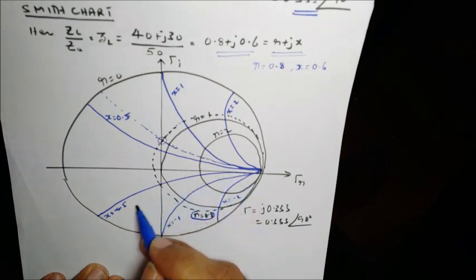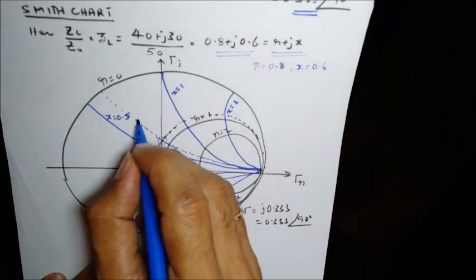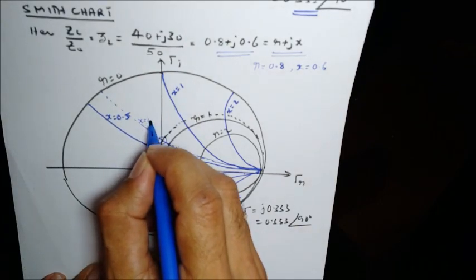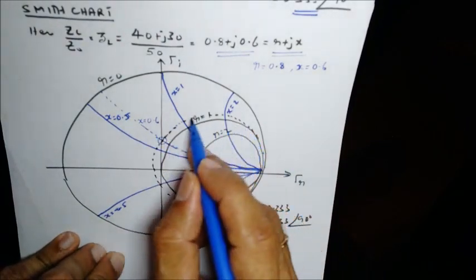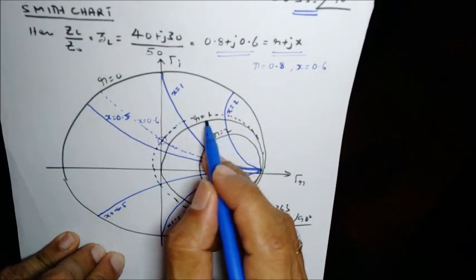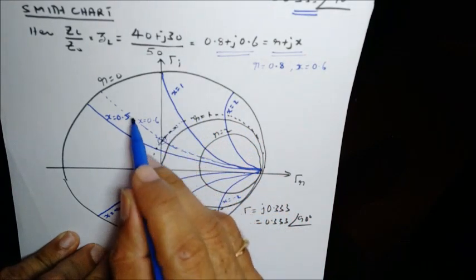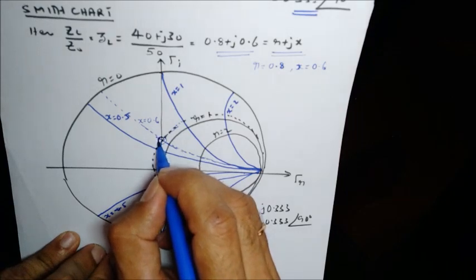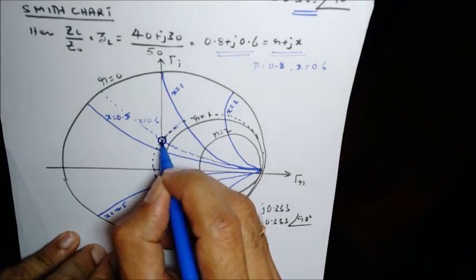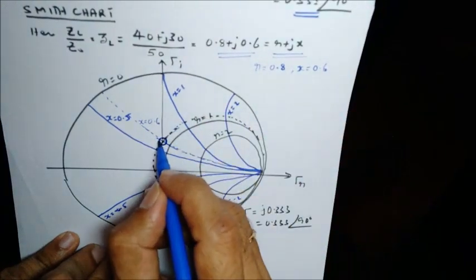Anyhow, that is not required right now. So x equal to 0.6 is this. Maybe I'll write here x equal to 0.6. Now R0.8, the dotted one, is R0.8. R0.8, x is equal to 0.6. The intersection of these two, this point, corresponds to our normalized load impedance. So I have circled it here.